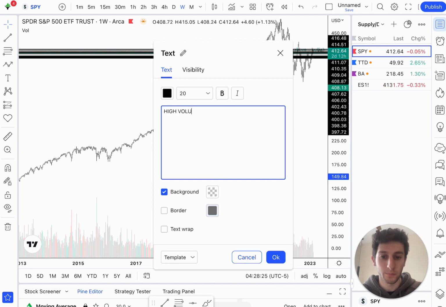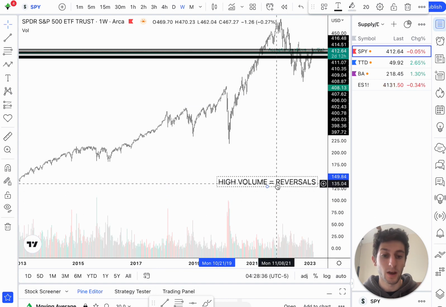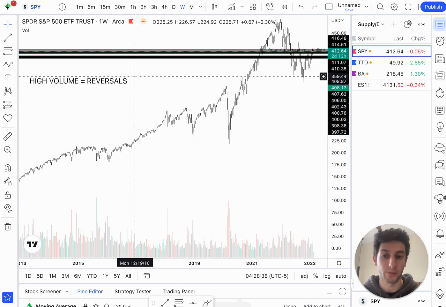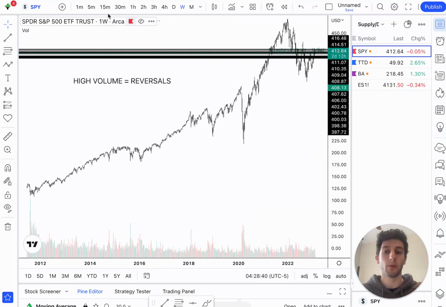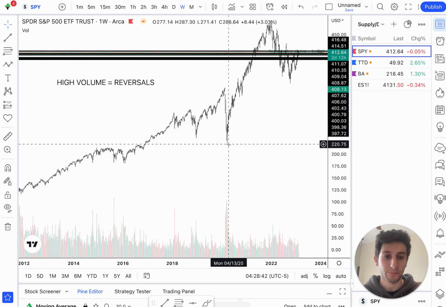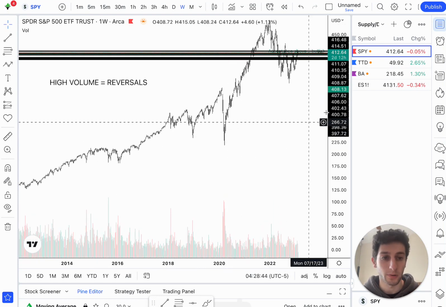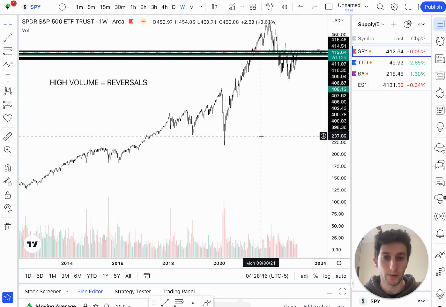High volume is typically, not always, and I'm going to show you how to confirm later in this video, but high volume typically equals reversals. Let me draw that out here. High volume typically equals reversals, okay? So let's pull up SPY on a weekly chart. It works on all time frames, so I'm going to go over a bunch of different examples on different time frames. Make sure you stay tuned to the end of the video to see all of that.